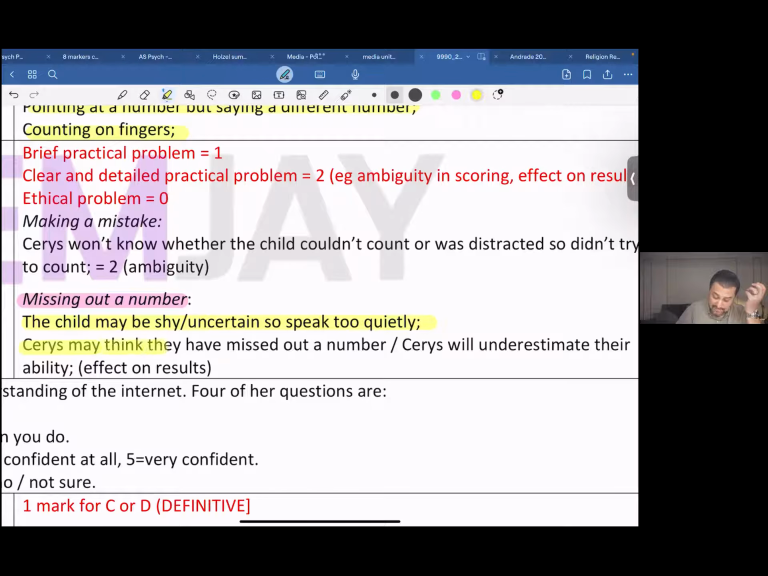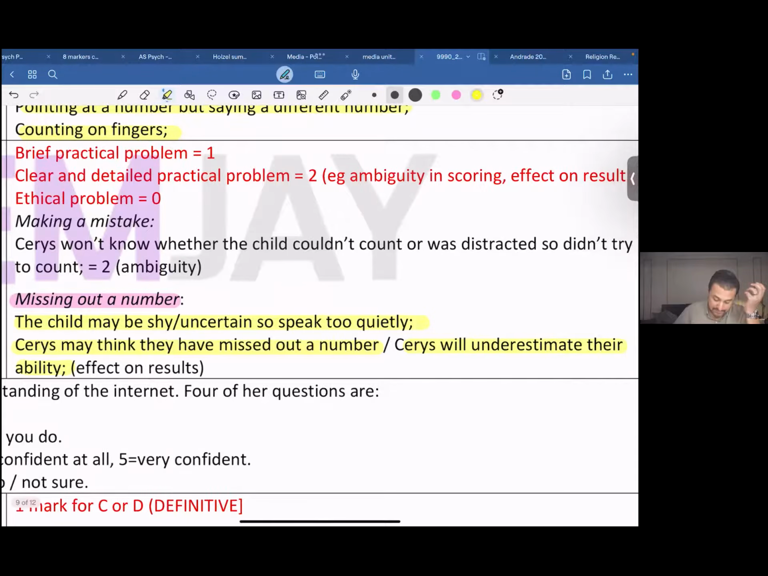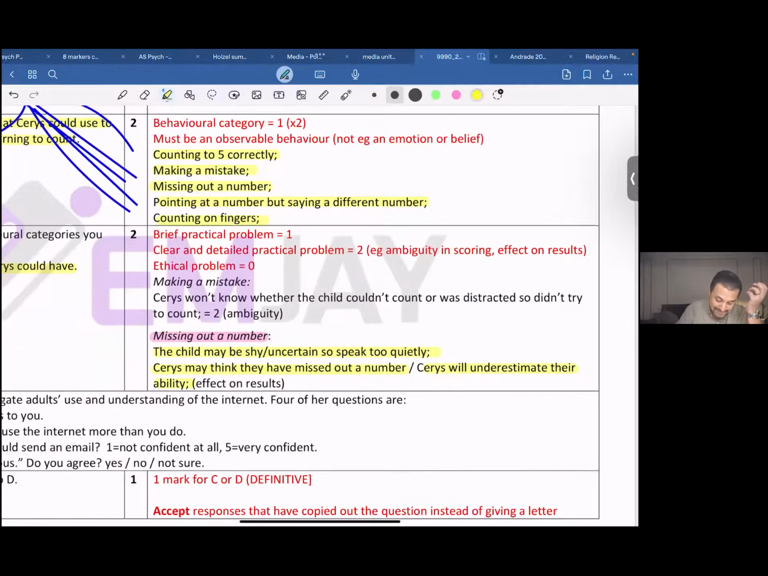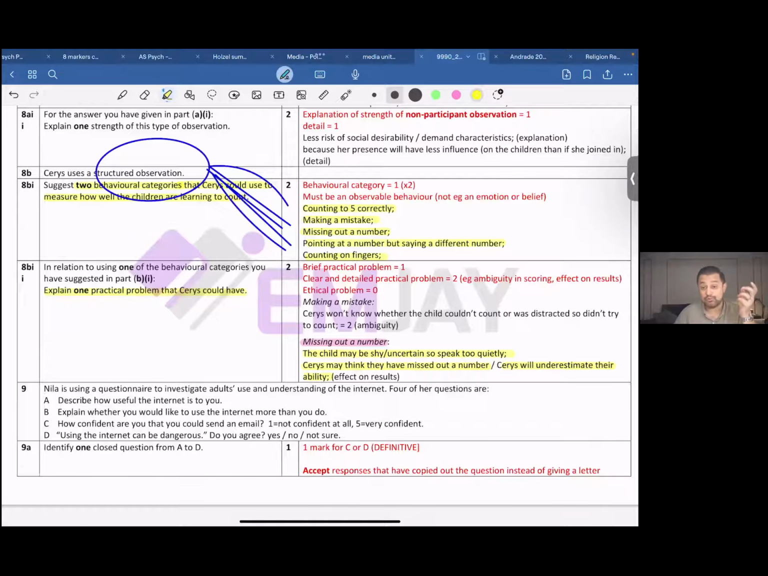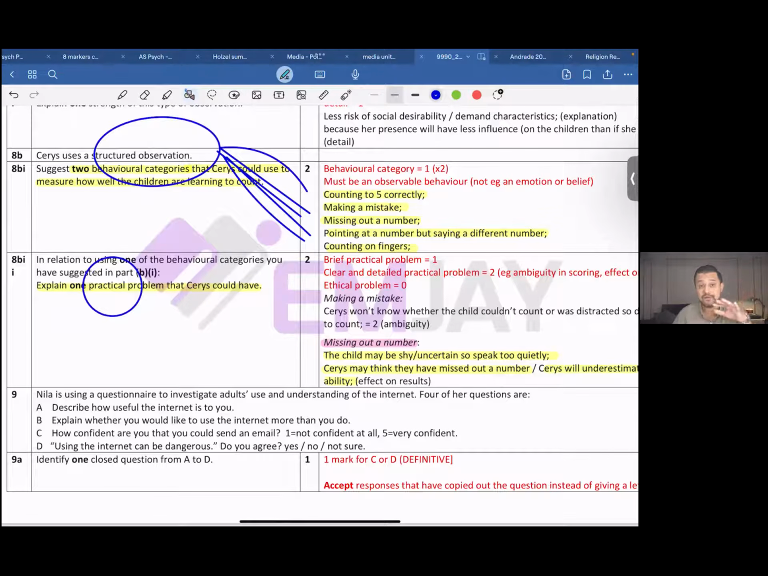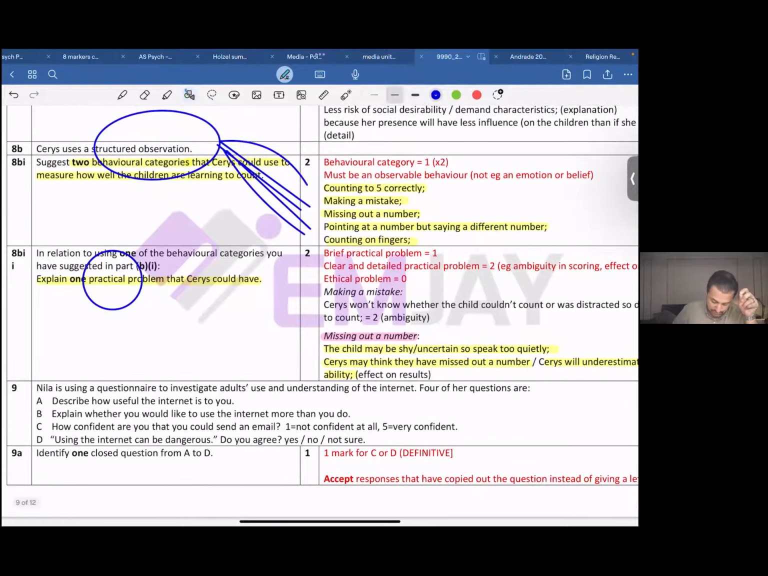Keris may think they have missed out a number. Keris will underestimate their ability again. Now, this, my dear, is a practical problem. Remember earlier we had two questions that had to do with ethical, I think it was ethical strength, or problem, I think it was strength. Now over here we're talking about a practical problem, right? Now, this was question number 8.